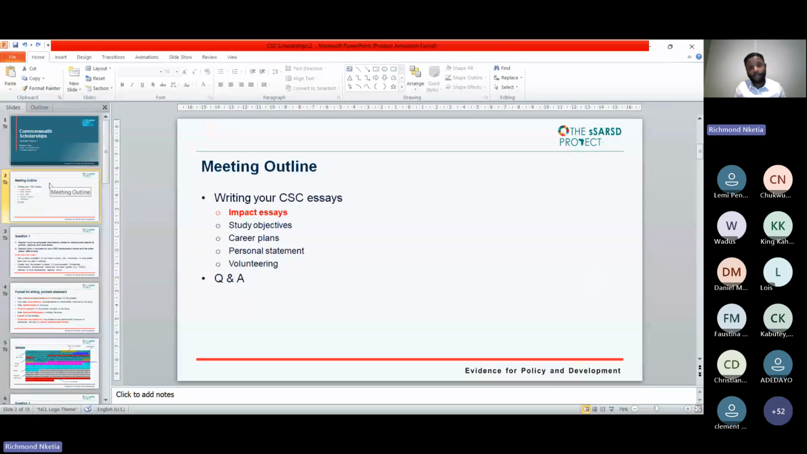All right, so this is just going to be a recap of what I spoke about last week. I'm touching basically on the impact statement, which I did last week. Today, I would be talking about 2 other ones, study objectives and career plans. Initially, I thought I could do all 4, but I realized there is more to be done in each of them. And so I'm just going to talk about 2 of them, study objectives and career plans, and a few other things. So back to impact statement.